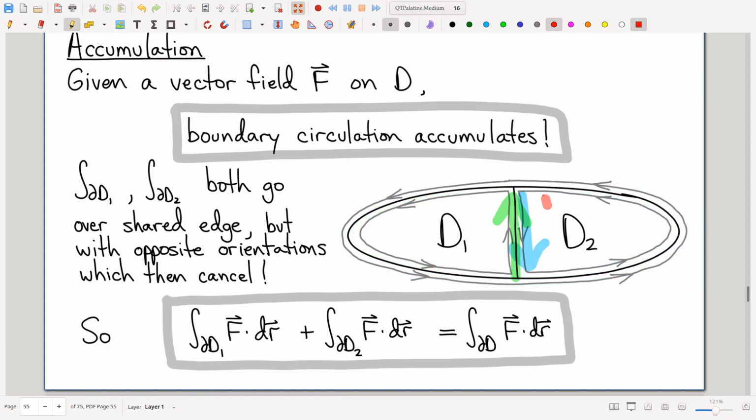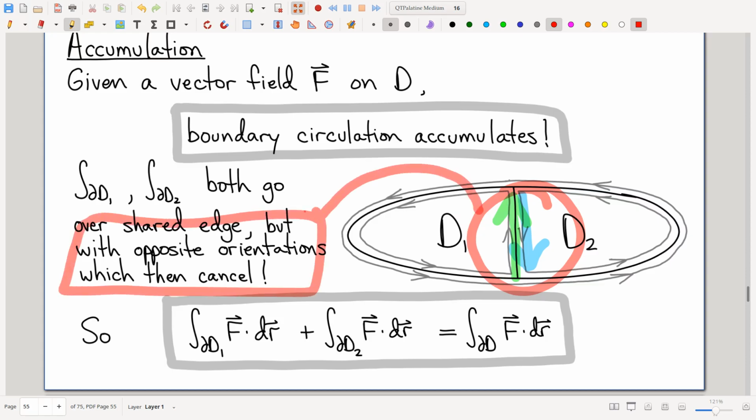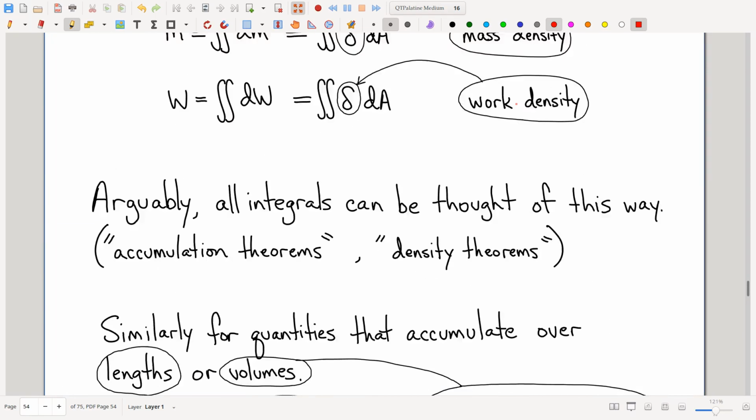This is our problem. That's our discrepancy. That's the thing that's keeping the accumulation from working. And notice, opposite orientations on the same exact curve, which cancel. We're left with nothing. No discrepancy. And boundary circulation accumulates. It's weird. Right? Now, I just want to remind you, let's go back here real quick.